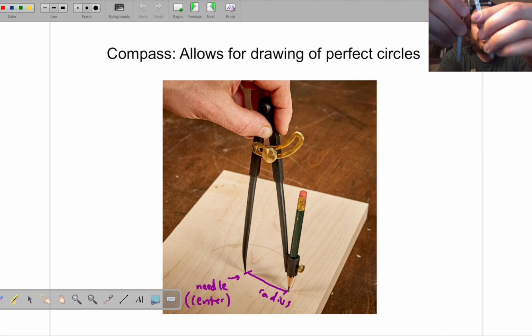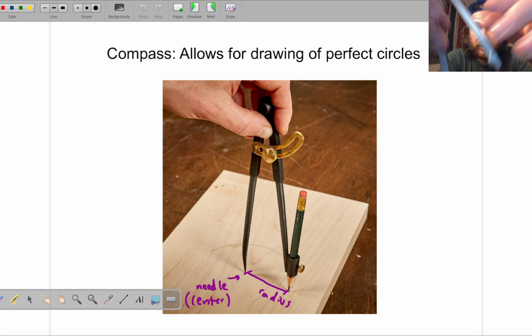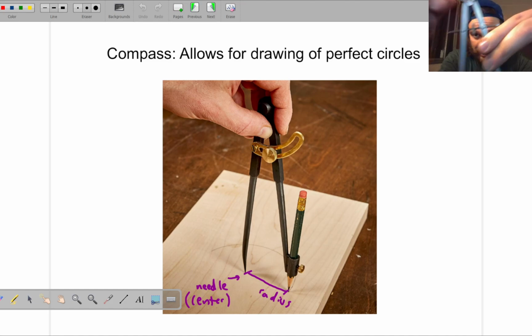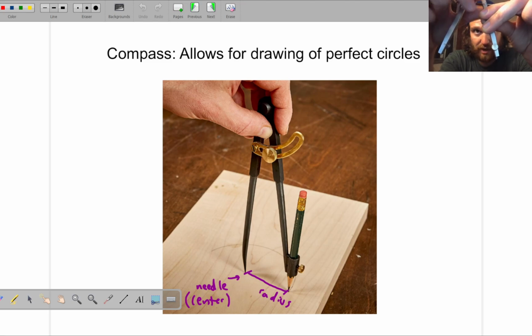Parts of the compass. You have your needle here. The needle goes in the center of whatever circle you're drawing, and you can see that on the board. And then this little twisty doohickey is what sets the radius. If you twist, you can see that one side is stretching out. If you twist the other direction, the other side is coming back in. And you know what?